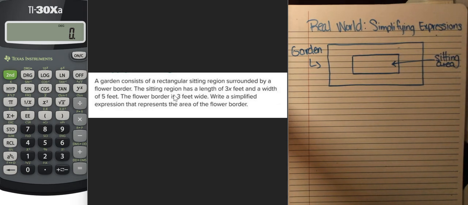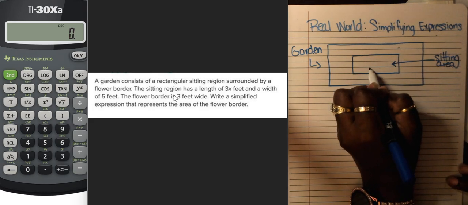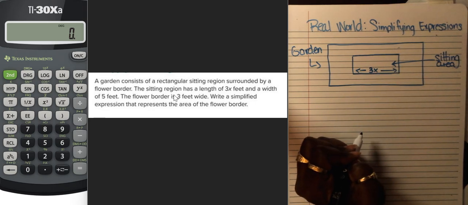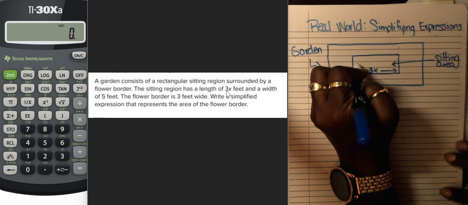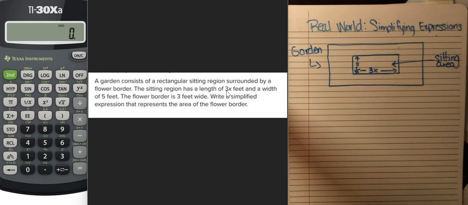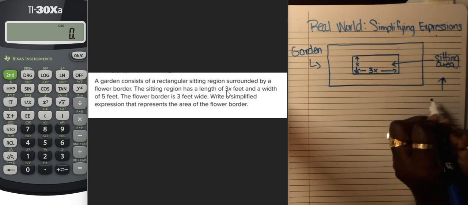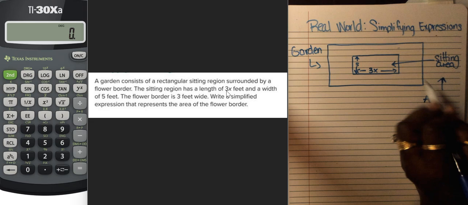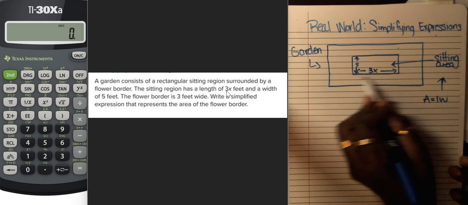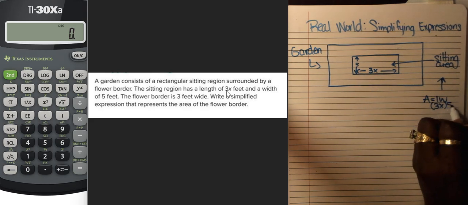They tell us that the sitting region has a length of 3x feet. So our length is going to be 3x. And then we have a width of 5 feet. So our width is 5. Okay. And so if we're looking for the area of the sitting area, we know that the formula for the area of a rectangular shape is area is equal to length times width. Our length is going to be 3x. So we're going to say 3x. And we're going to multiply that by 5.